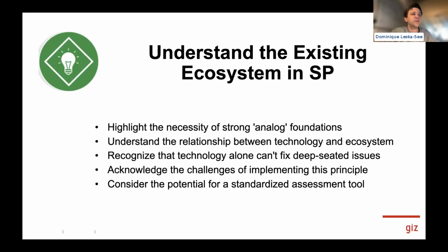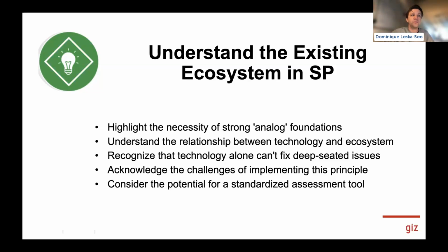For social protection, this means that to fully leverage digital technologies, it's necessary to have a strong analog foundation. These include legal and policy frameworks, robust political and administrative institutions, access to affordable technologies, and appropriate skills. It's crucial to understand the interplay between the technology and the ecosystem. Despite their promise, digital technologies alone cannot resolve deep-seated issues like weak rule of law, governance deficits, and poor accountability. In some cases, they might accidentally make these problems worse.